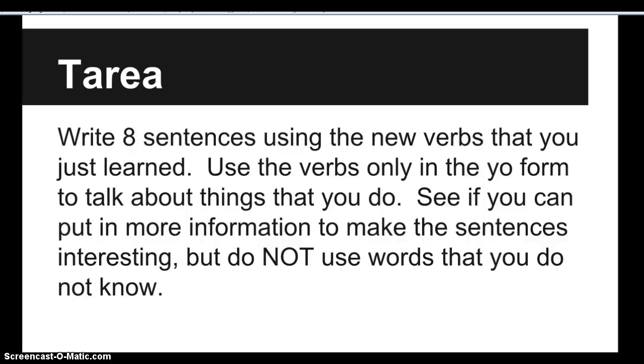So use the new vocabulary of la ropa, los materiales escolares, or anything else that you've learned so far this year, but do not use other words that you do not know. I want to know what you know.